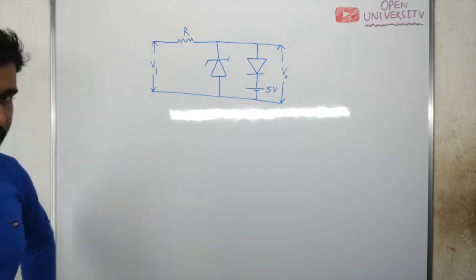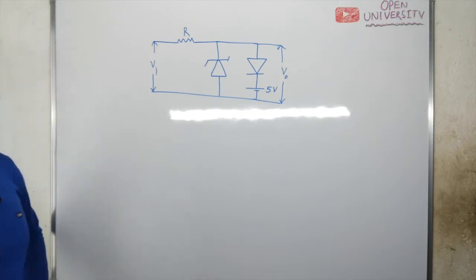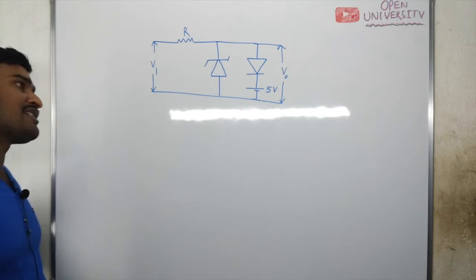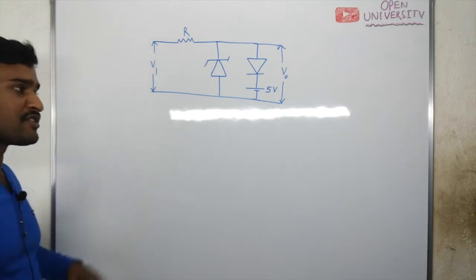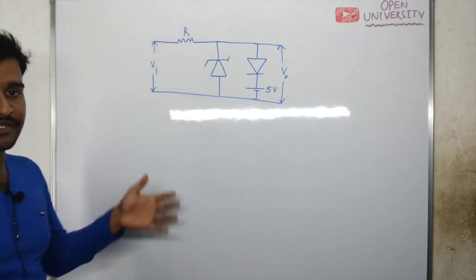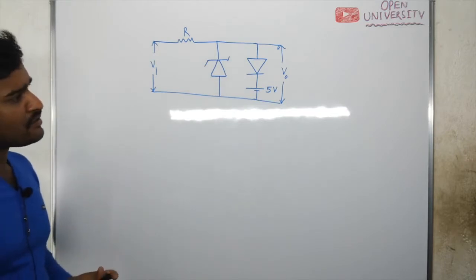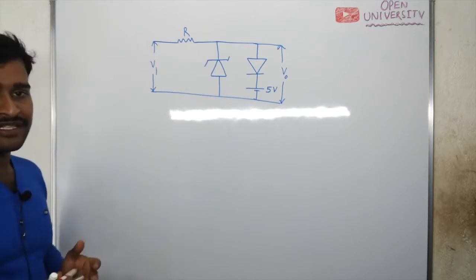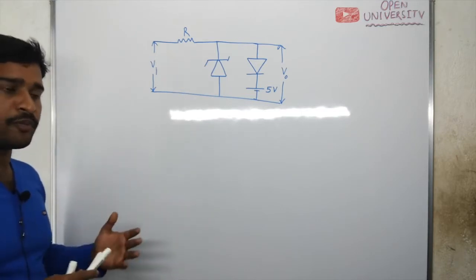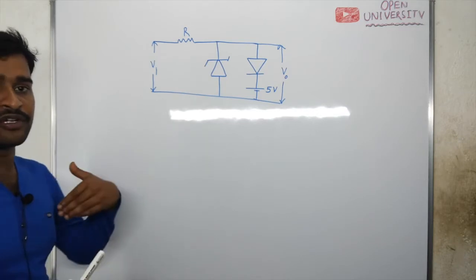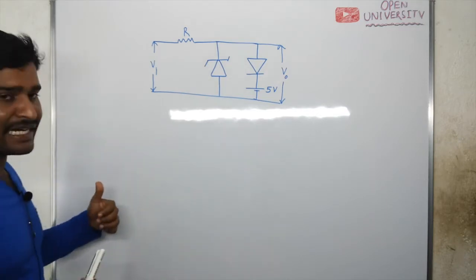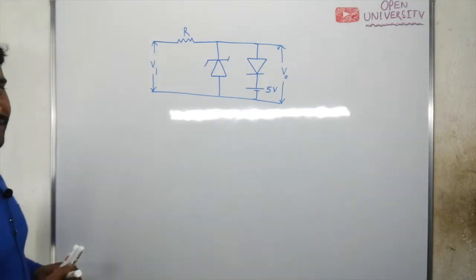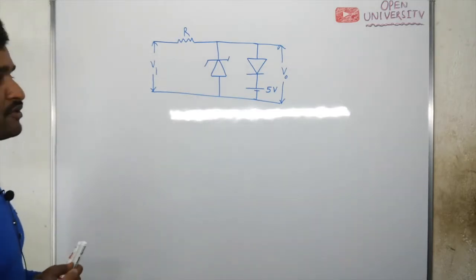Now the question is about the transfer characteristics. If the question is about transfer characteristics, that means it is the curve between the output voltage and the input voltage, and sometimes the input value may not be given. Here input is not given, so we need to consider all possible values of input: positive values, negative and zero values.